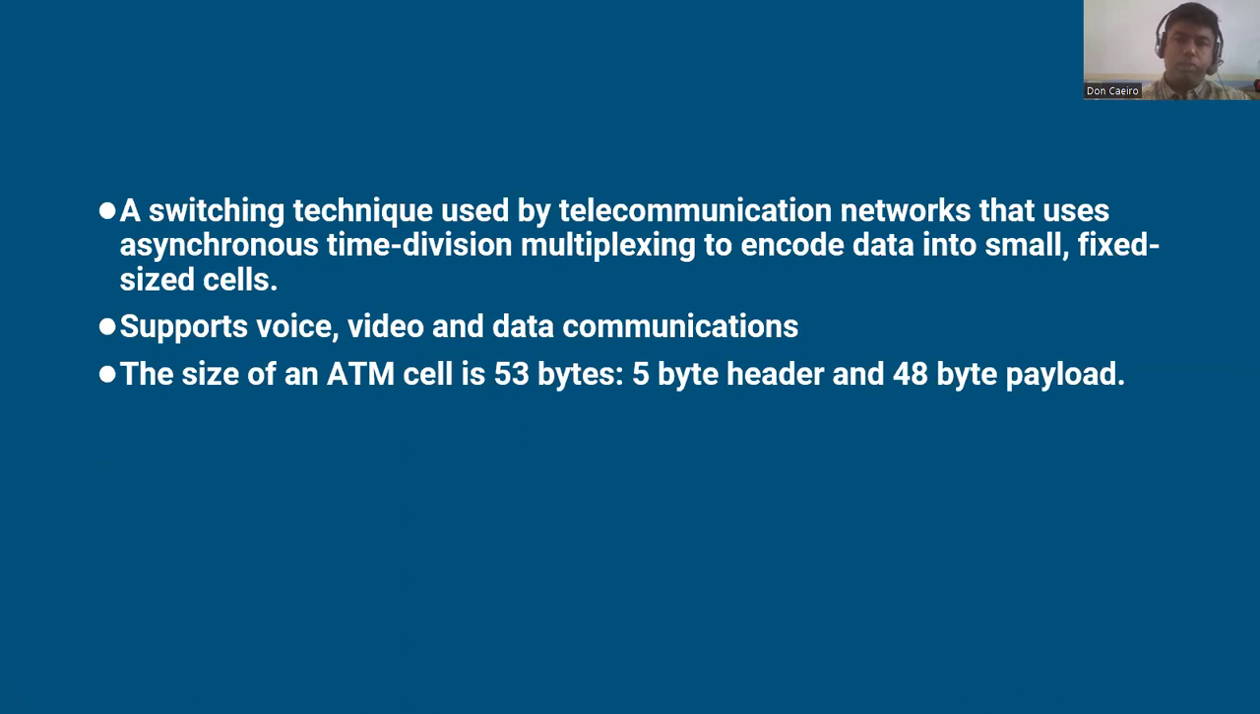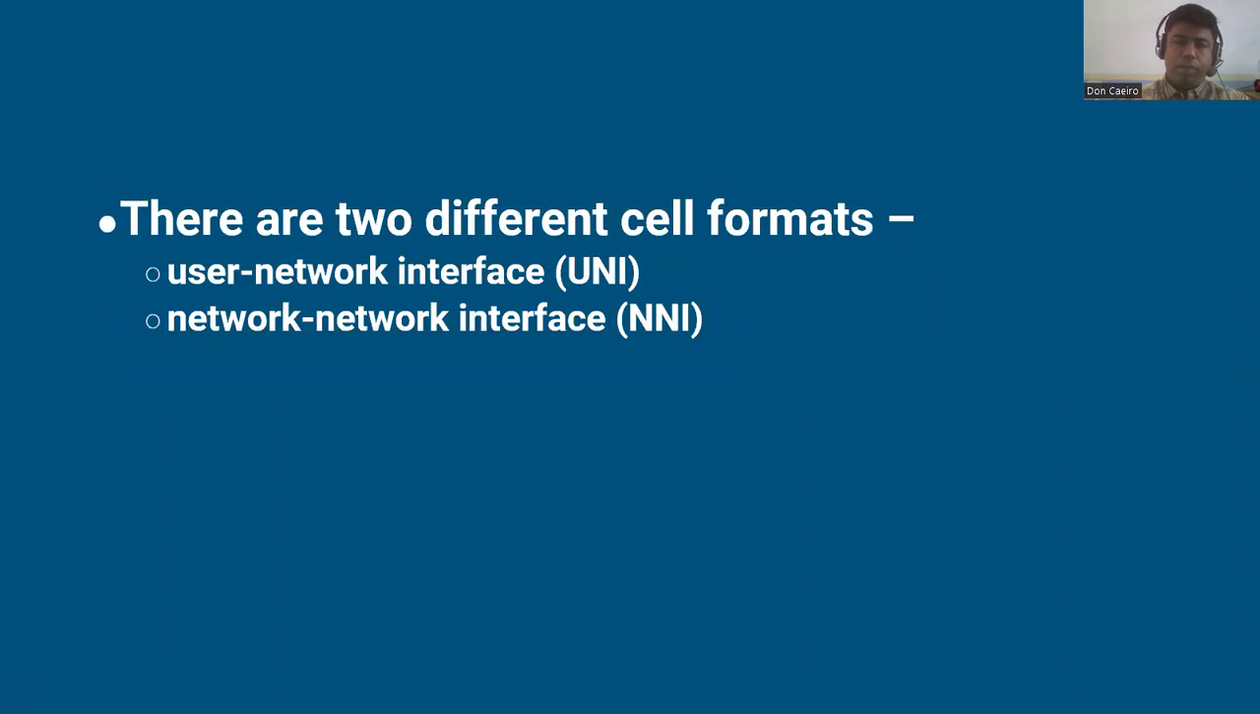It is basically a switching technique used by data replication networks that uses asynchronous time division multiplexing to encode the data into small fixed cells, just like how we have packets in networking. It supports voice, video, and data communications, and the size of each of these ATM cells is about 53 bytes. Out of these 53 bytes, we have 5 bytes as a header and 48 bytes as the payload.